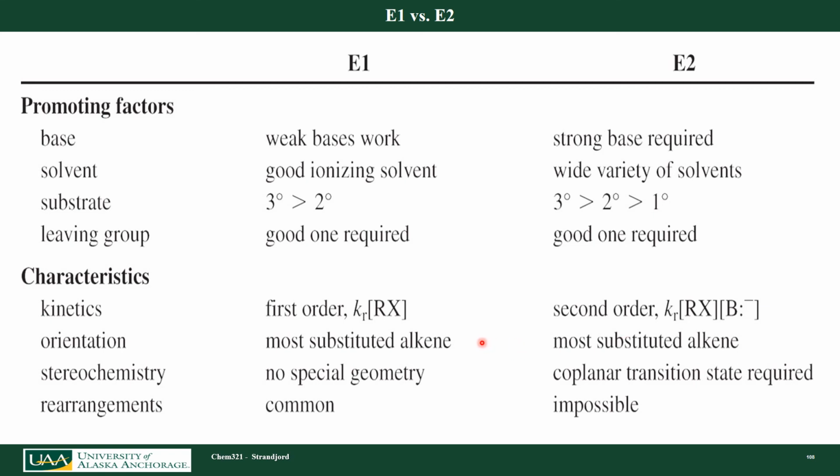The orientation for E1 reactions is the most substituted product is formed, and that is true for E2 also. This is the Zaitsev product. If I look at the stereochemistry, because E1 reactions go through a carbocation, I form no special stereochemistry. E is not favored over Z. However, if I look at E2 reactions, because I have to go through this antiperiplanar or coplanar transition state, I'm going to favor the more stable transition state. One of the drawbacks of E1 reactions is that rearrangements are common. For E2, they are impossible because I need to go through this transition state with a very specific orientation. So this is contrasting E1 versus E2.